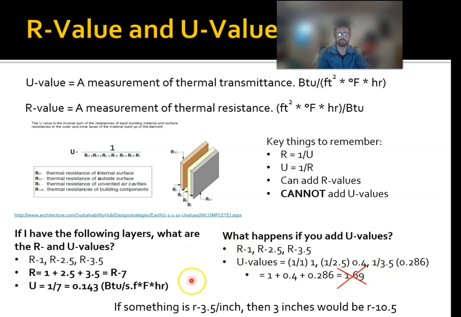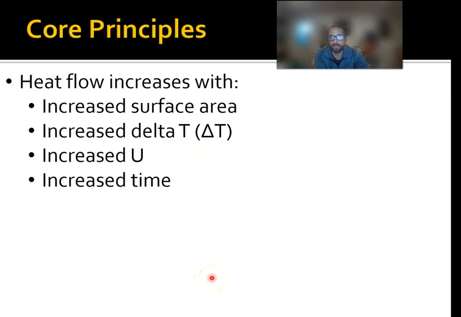And also R values, sometimes you'll see building materials expressed as R value per inch, right? And so if you have something that's say R 3.5 per inch, like most fiberglass batt and cellulose and stuff, if you have 3 inches of R 3.5, you just multiply the two together and you get R 10.5, okay? So that may pop up.